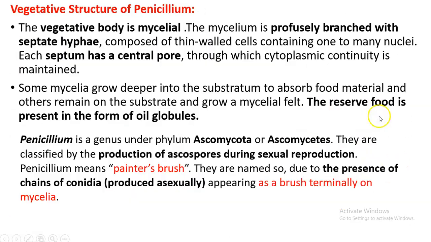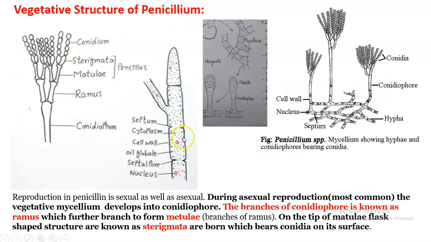Okay. Now coming to vegetative structure, the vegetative body is mycelial. It is profusely branched with septate hyphae. Each septum has a central pore. Okay, each septum has a central pore, and within each cell you can see there is a nucleus, and these dark colored dots that you are seeing are the oil globules, which are the storage product.